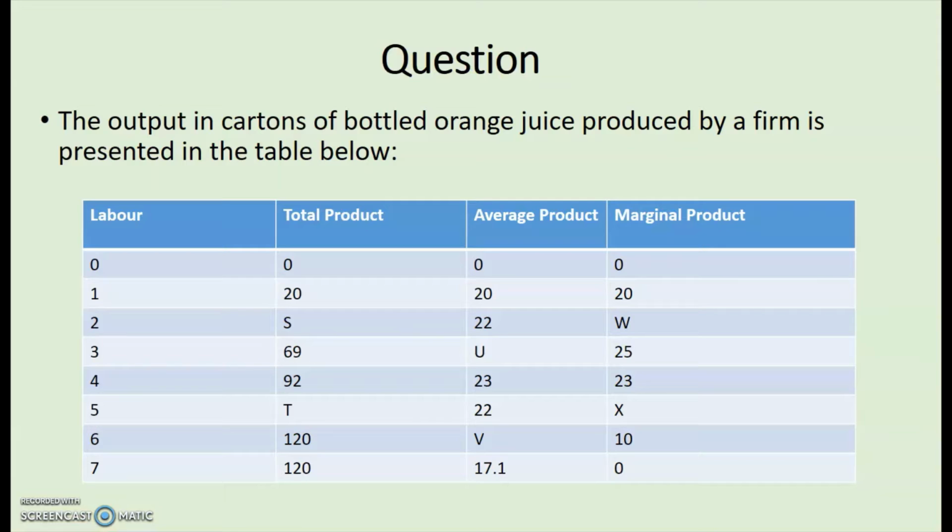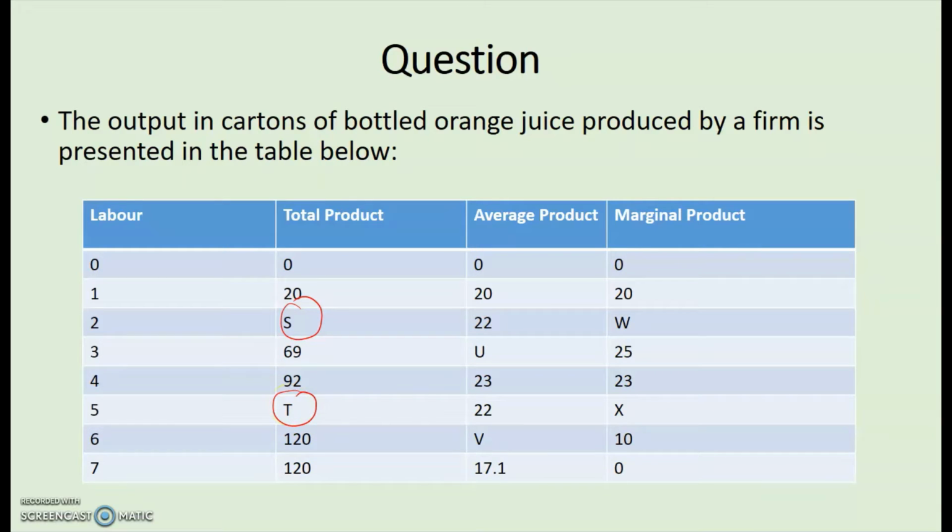You realize that we have columns and we have rows. The first column, we have that of labor. You go through the labor. The labor is starting from 0 to 7. You go through it. Then the second column, we have total product. That is for 0 to 120. You go through it. Realize that with the total product, we have some missing numbers. We have that of the S, and we have T. So you have to understand that.